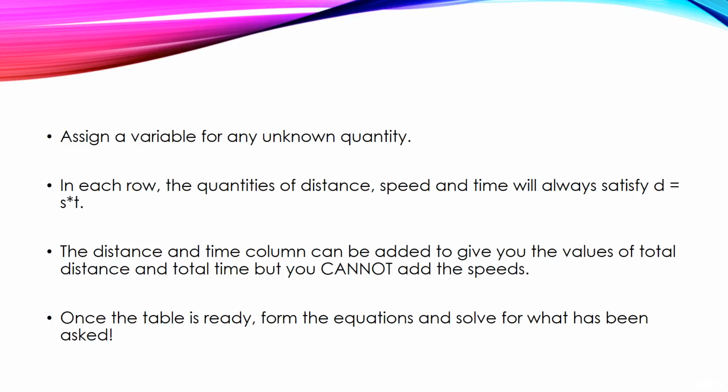The distance and the time column can be added to give you the values of total distance and total time, but you cannot add the speeds. Think about it. If you drive 20 miles per hour on one street and 40 miles per hour on another street, does that mean you average 60 miles per hour? Once the table is ready, form the equations and solve for what has been asked.